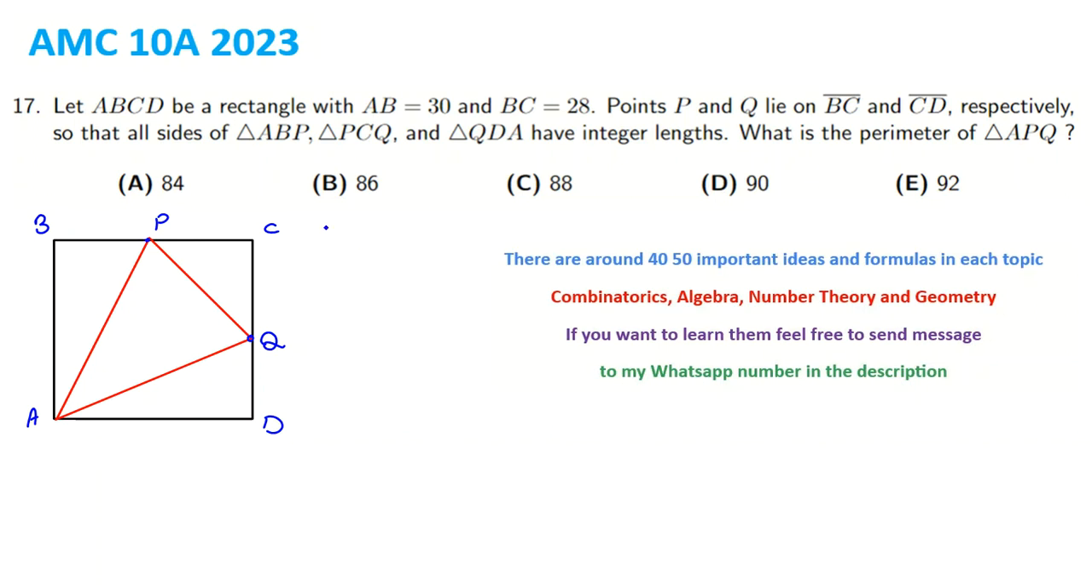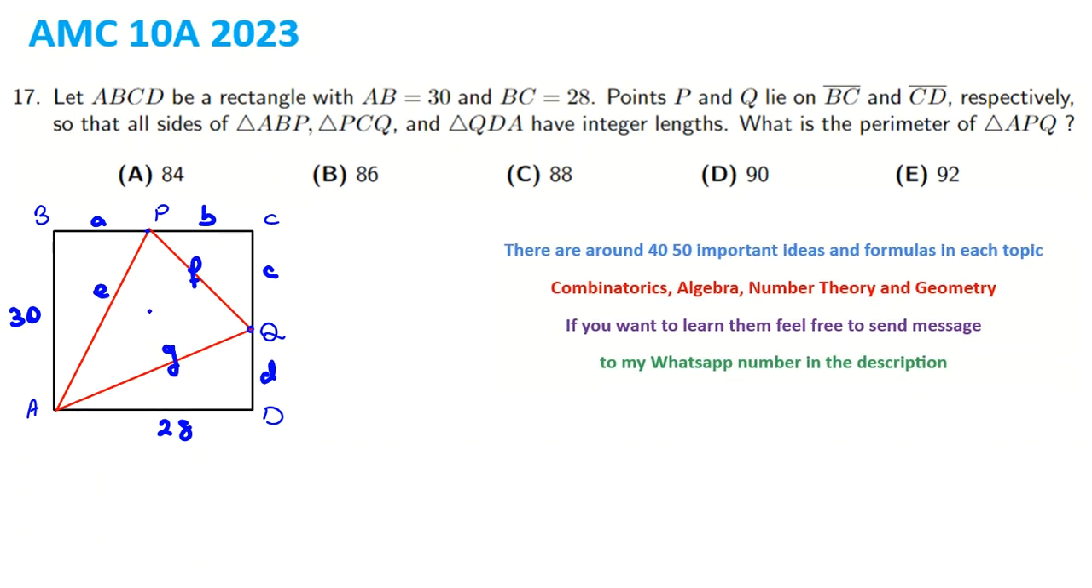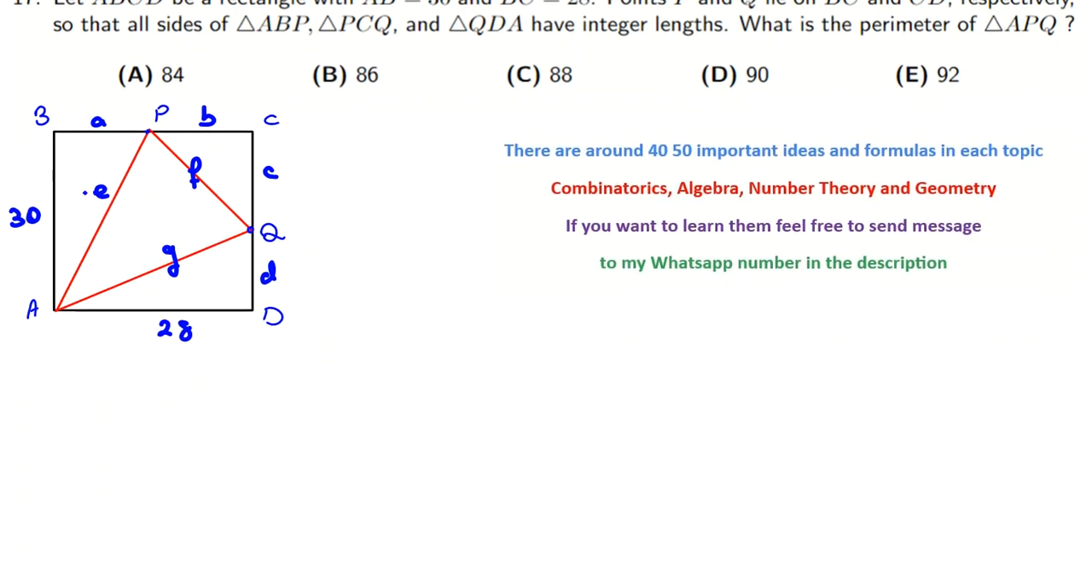Okay, so here we can consider this AB is 30 from the assumption. This one is 28. Let's label the points A, B, C, D, and E, F, G. Now let's work on these two triangles where we know one side length. By the Pythagorean theorem, 30 squared plus a squared equals e squared.